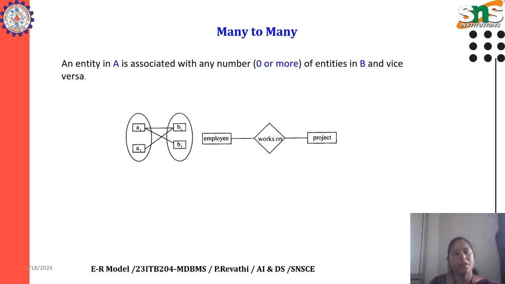Many to many. An entity in A is associated with any number of entities in B and vice versa. Employees work on project. Many employees work in many projects. So, a student can enroll in many courses and each course can have many students.